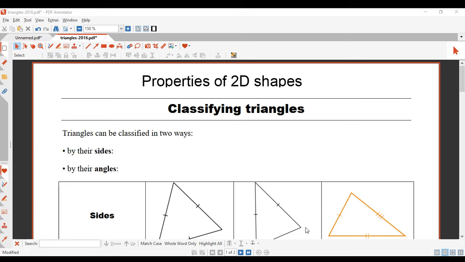Okay, we're going to look at properties of 2D shapes. This is a brand new topic. We've finished algebra because you did the test. And we're going to be looking at properties of 2D shapes, starting with triangles. So we're going to look at classifying triangles.